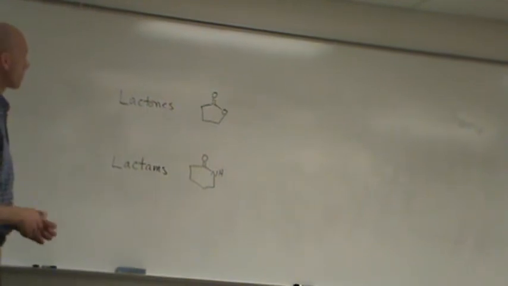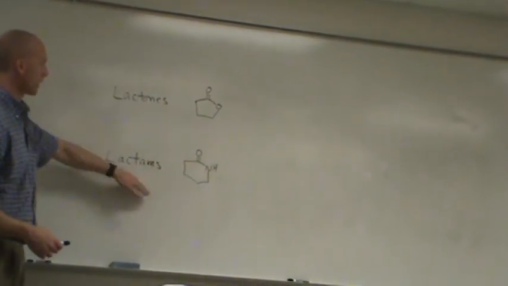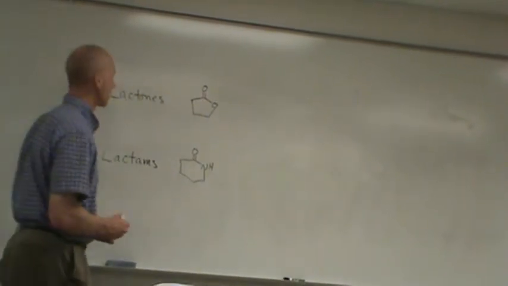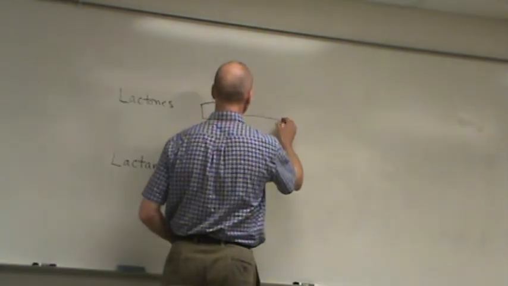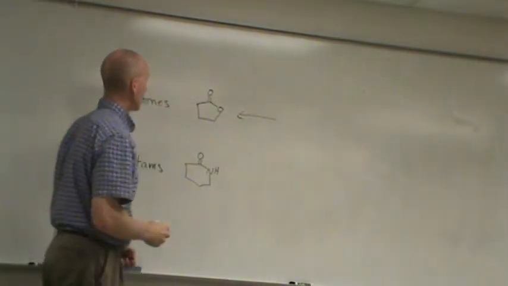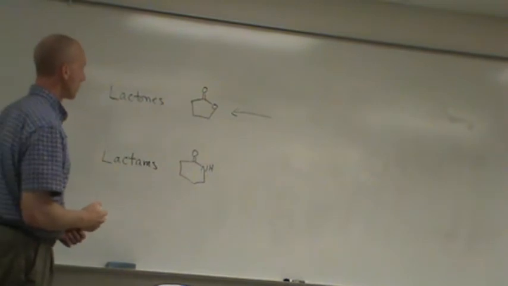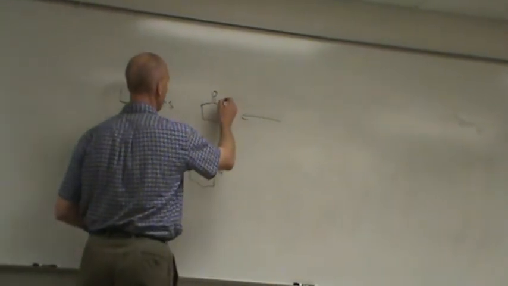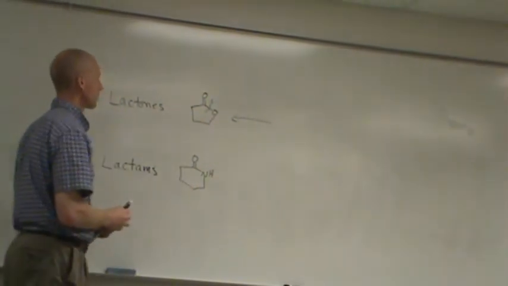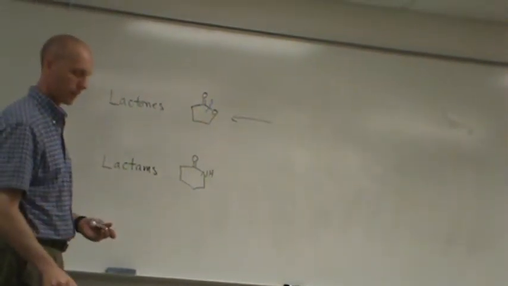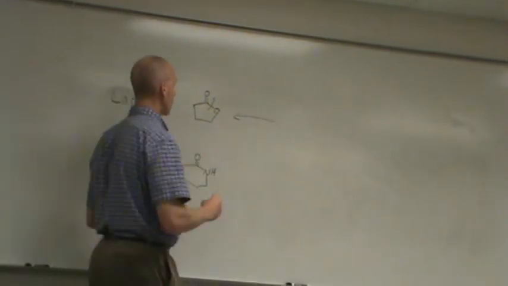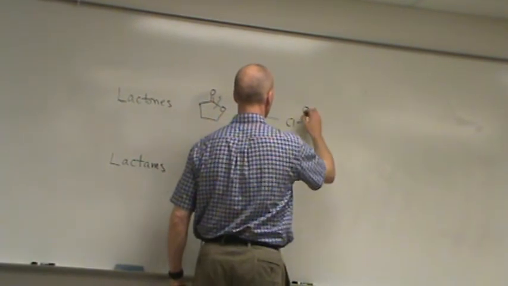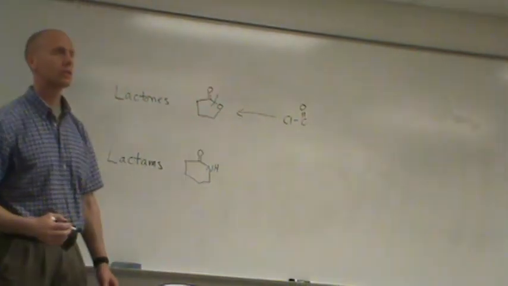Okay? So let's suppose on the exam I gave you a lactone or lactam. How could you make one of those? Okay? All right, so what you do is we break the ester bond, in this case, all right, and we make one side an acid chloride.